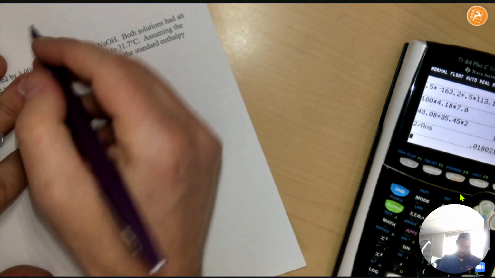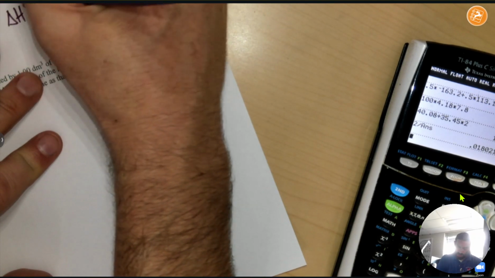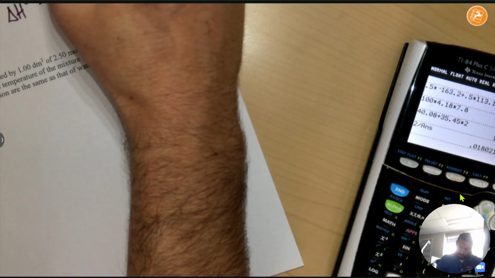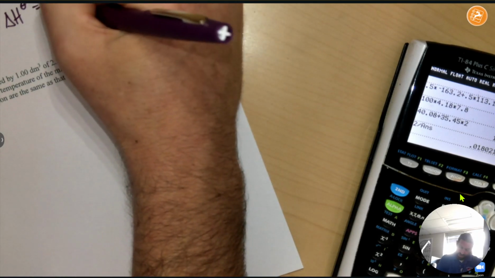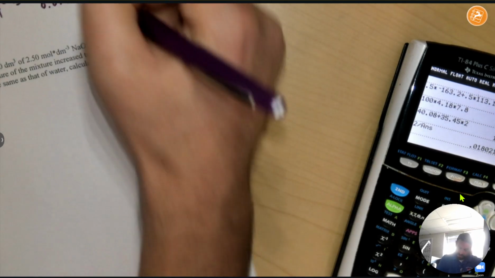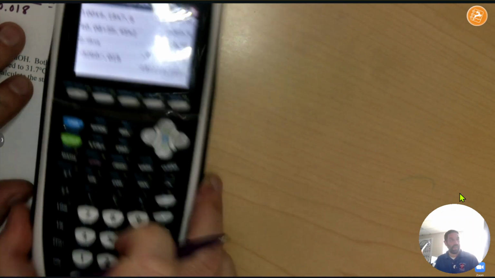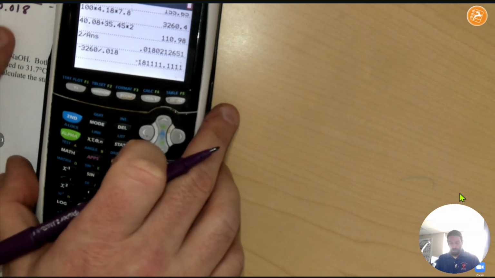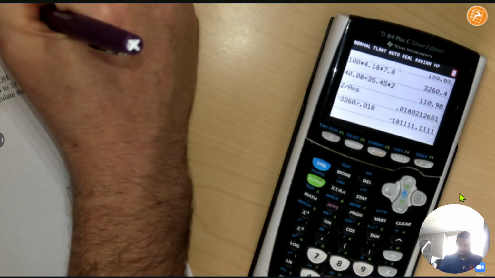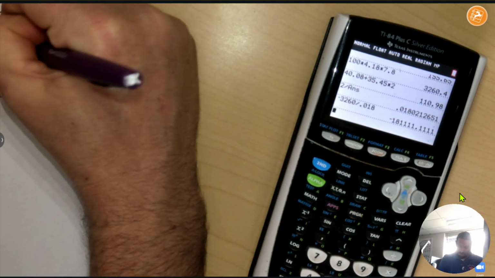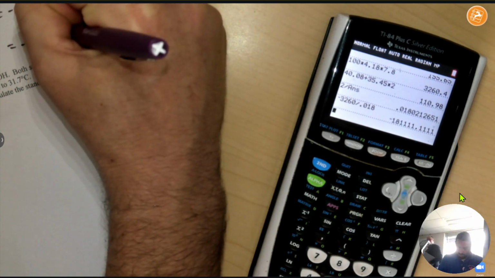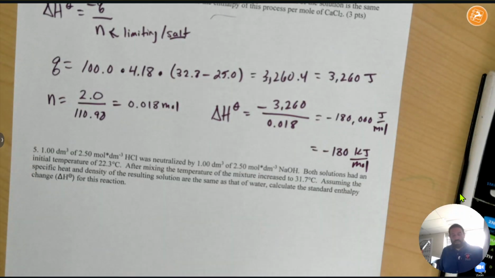So now to calculate delta H, it's going to be negative Q, which is 3,260, divided by N, which is 0.018. When we do the math, negative 3260 divided by 0.018, I get negative 181,111. 2 sig figs there, so it's going to be negative 180,000 joules per mole, which if you did it in kilojoules would be negative 180 kilojoules per mole. All right, just exactly what we did in the lab.